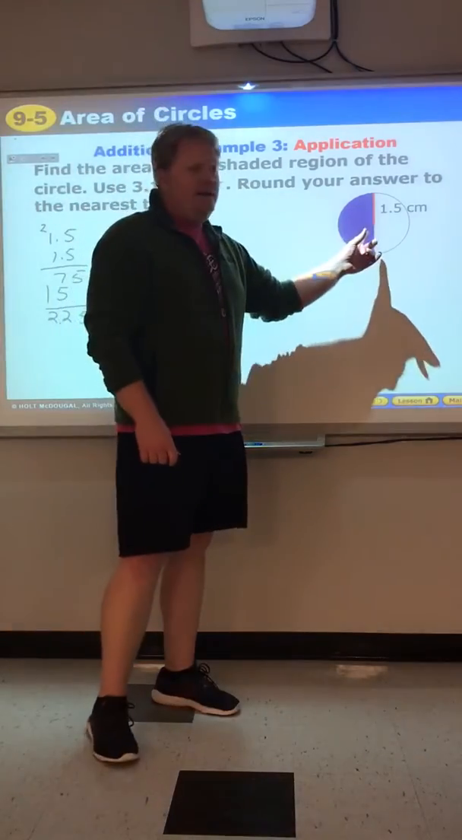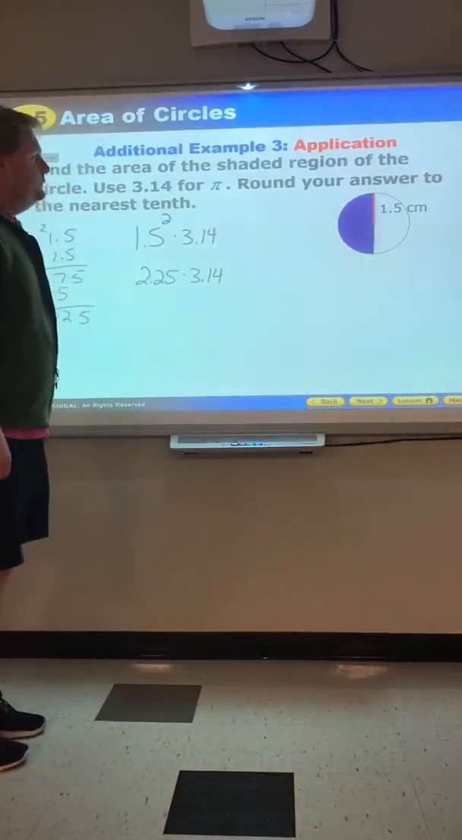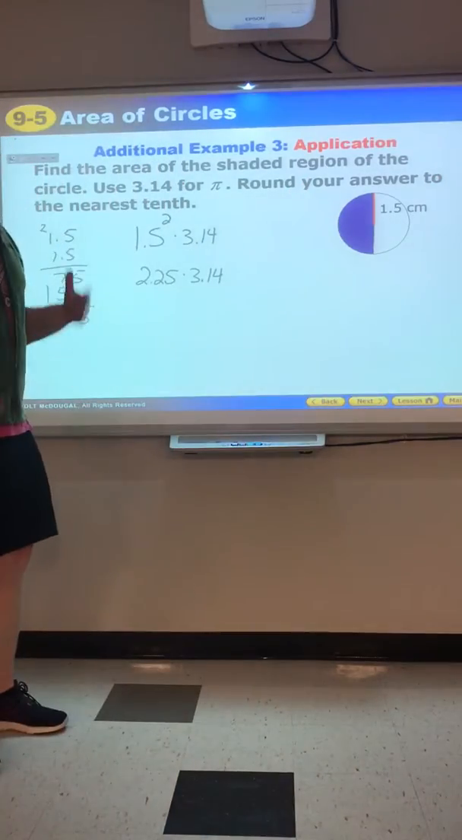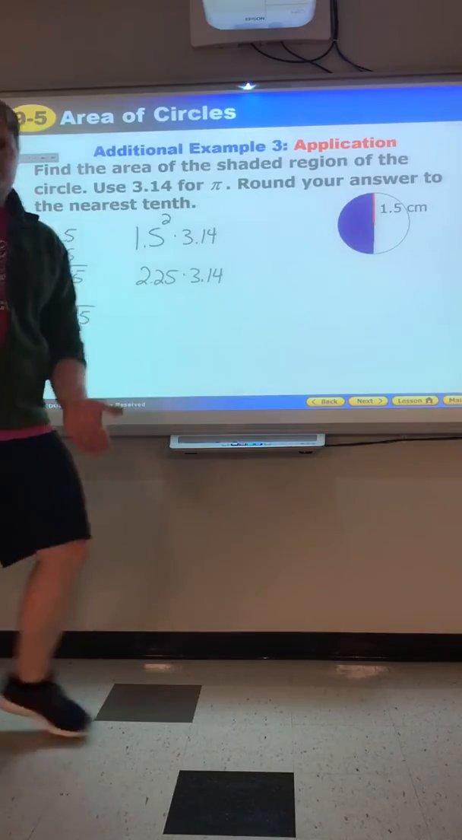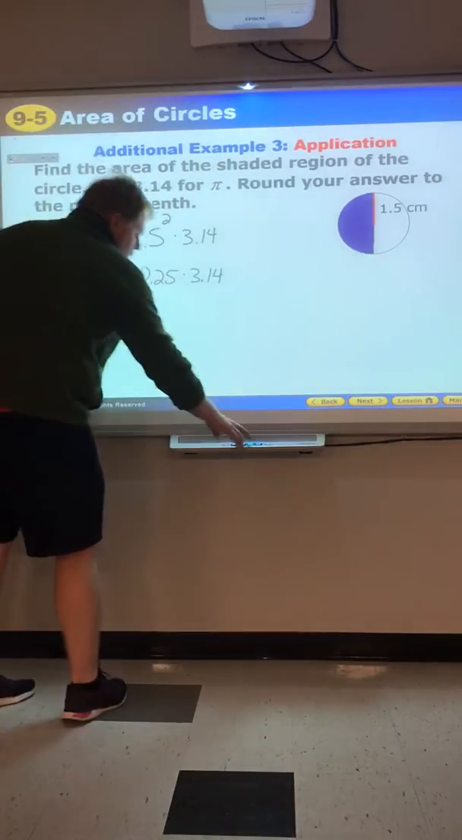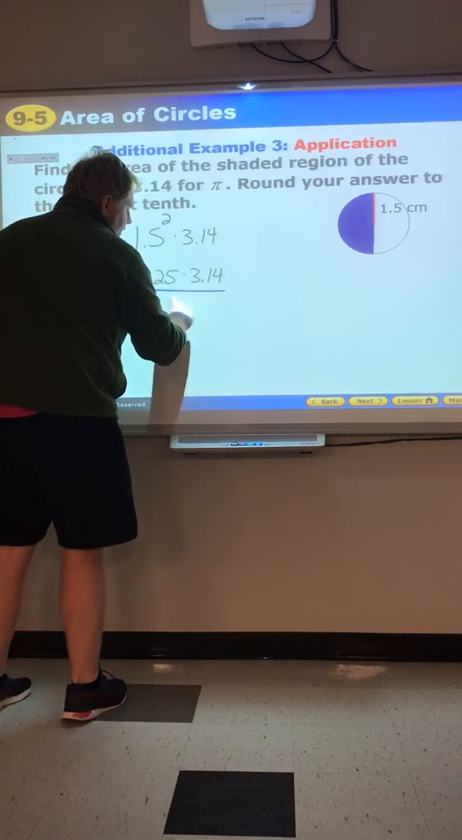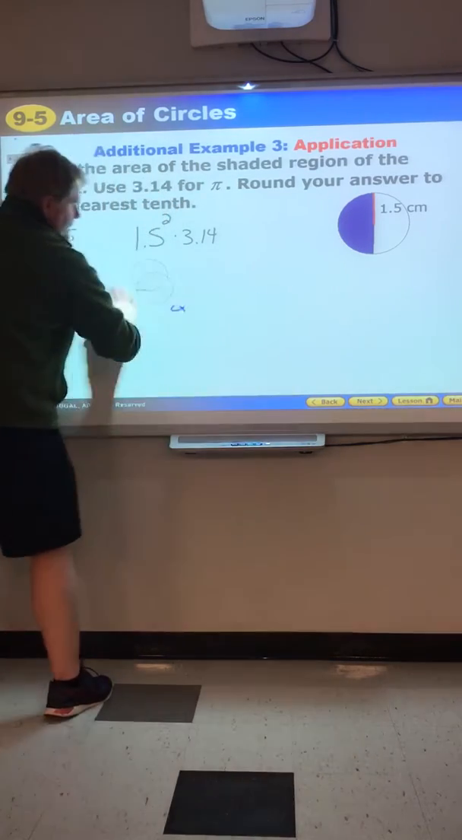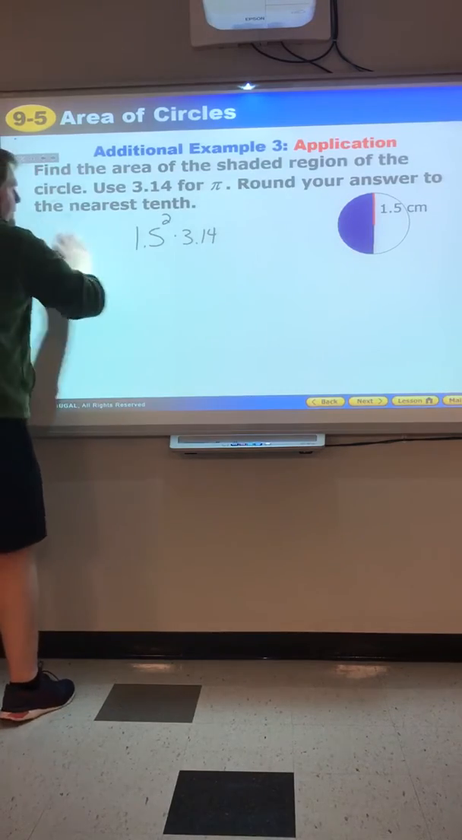Do I want the total area? No. I only want half the area. So if I have the whole area and I only want half, I need to divide it by 2. So I'll take whatever I get and I'll divide by 2. Now that's a lot of math that I have to have paper to do, and I'm running out of time, so let's let them crunch the numbers.